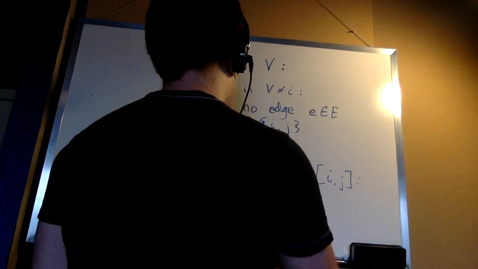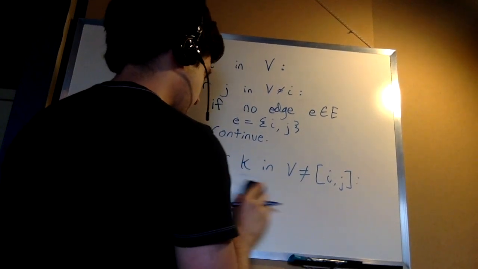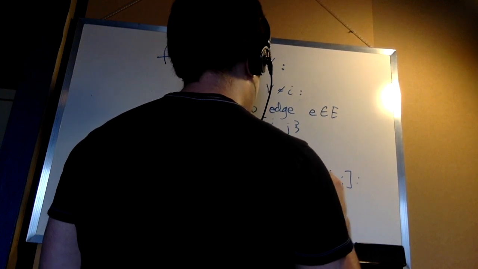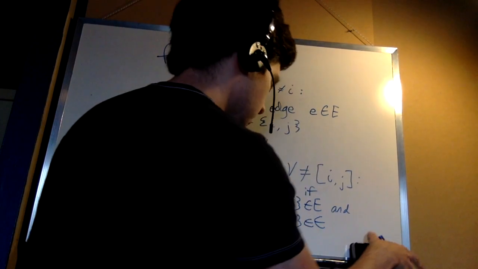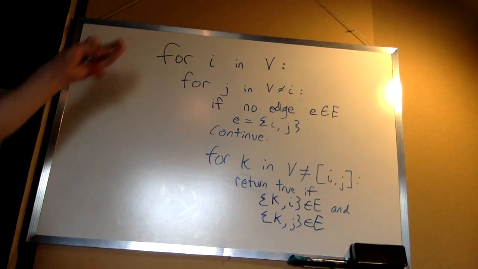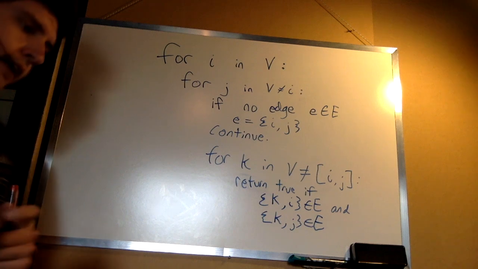And then return true if there's an edge from K to I, and there's an edge from K to J. Whoops, that doesn't look like an E. Okay, so that basically handles this, basically solves our first question, or A.